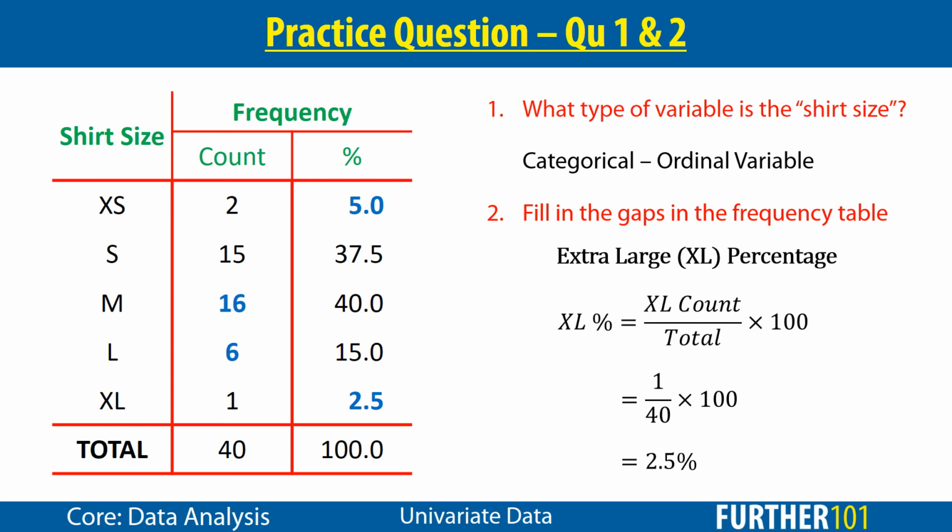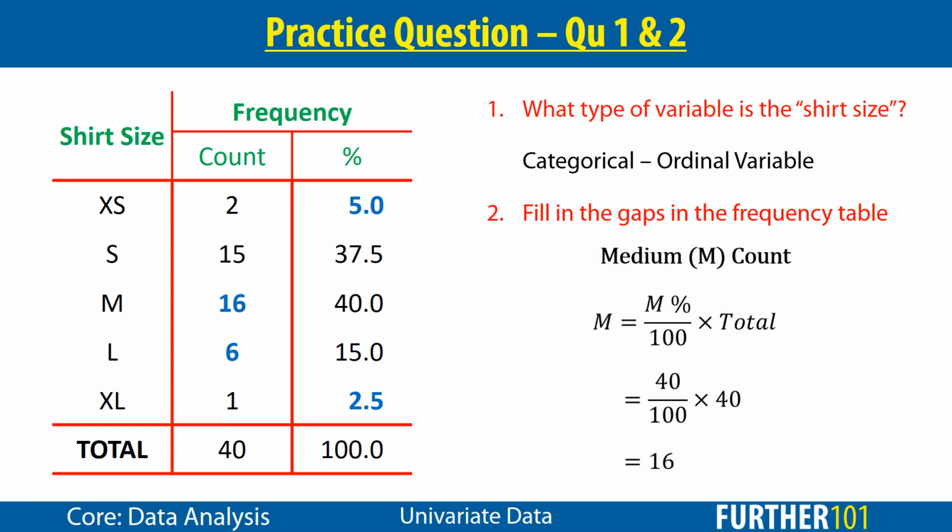But now let's calculate the counts for medium. Now that's a slightly different formula to calculate the count, where we're going to take the percentage that's given for medium sales, divide that by 100, and multiply that by the total sale of shirts for that last month. So we take our 40%, we divide that by 100, and multiply that by 40 shirts, and we can see that we sold 16 shirts in the medium size.